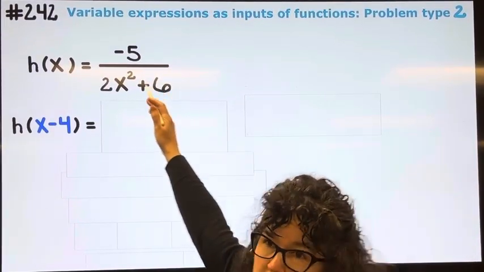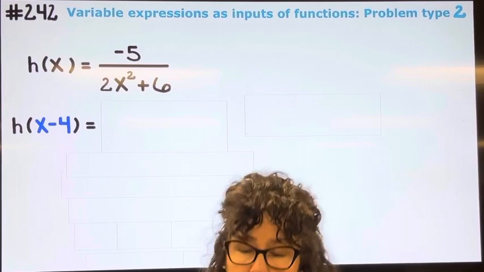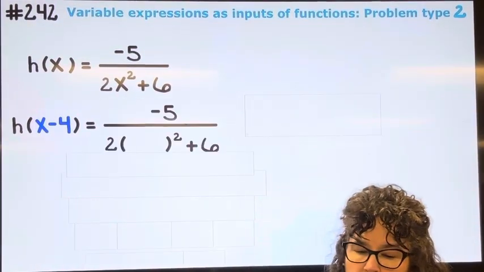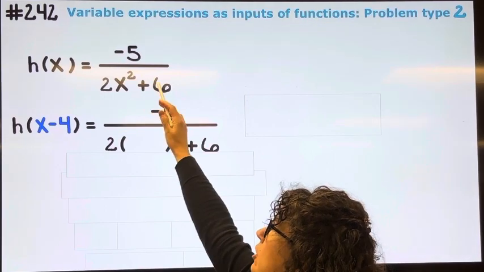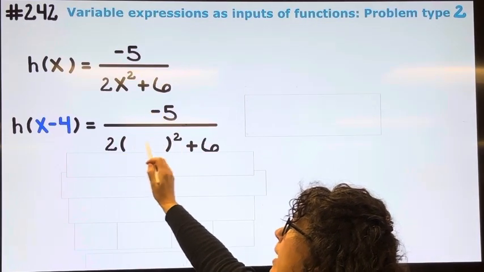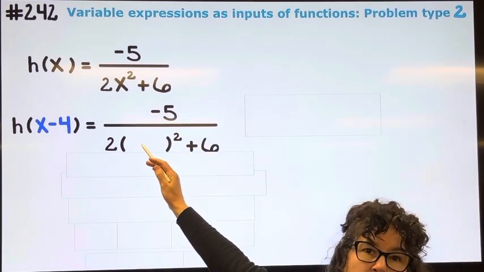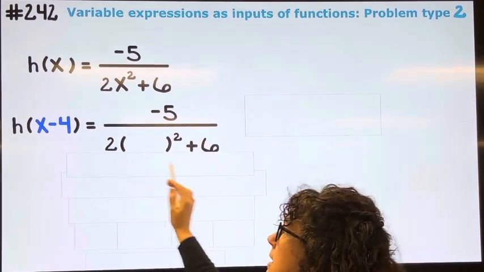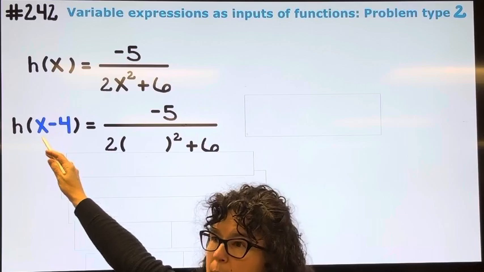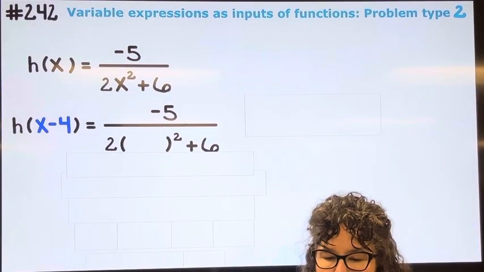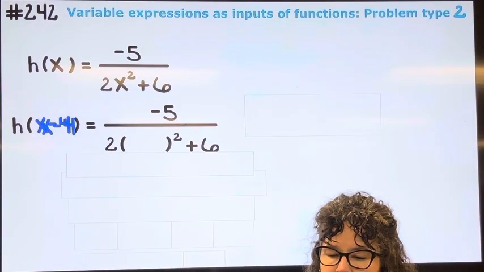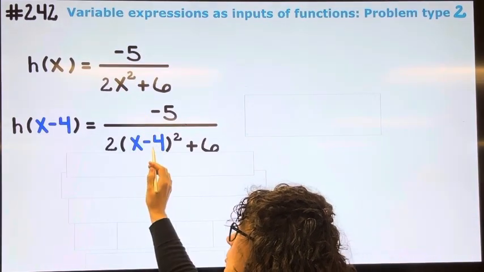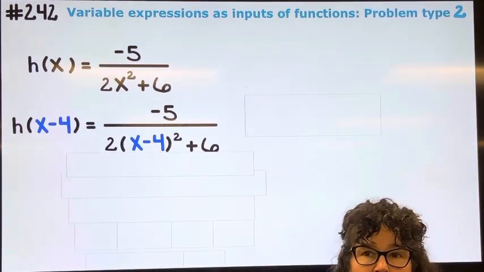We've been given this function h of x, and we want to evaluate h at x minus 4. So we're going to start off by rewriting the h function, negative 5 over 2x squared plus 6, but I've left the x out, and every place there's an x in the original function, we're going to replace it with x minus 4. So I'm going to grab this x minus 4 and replace this x with x minus 4.